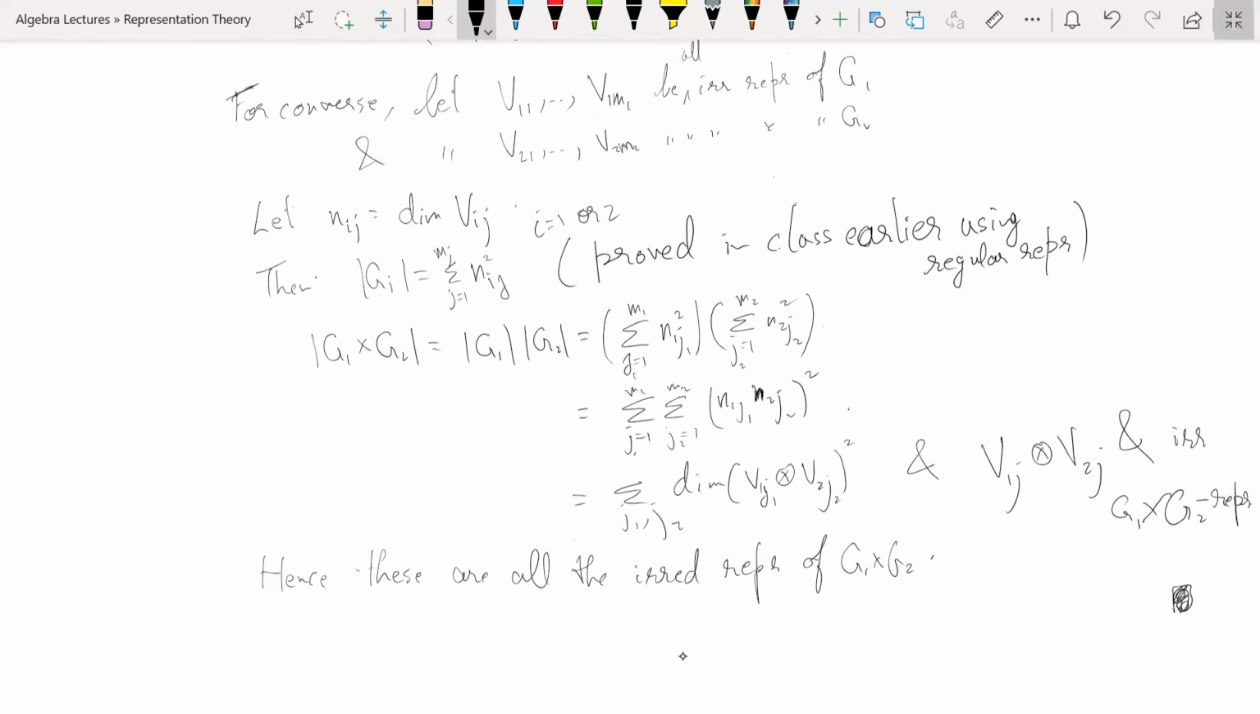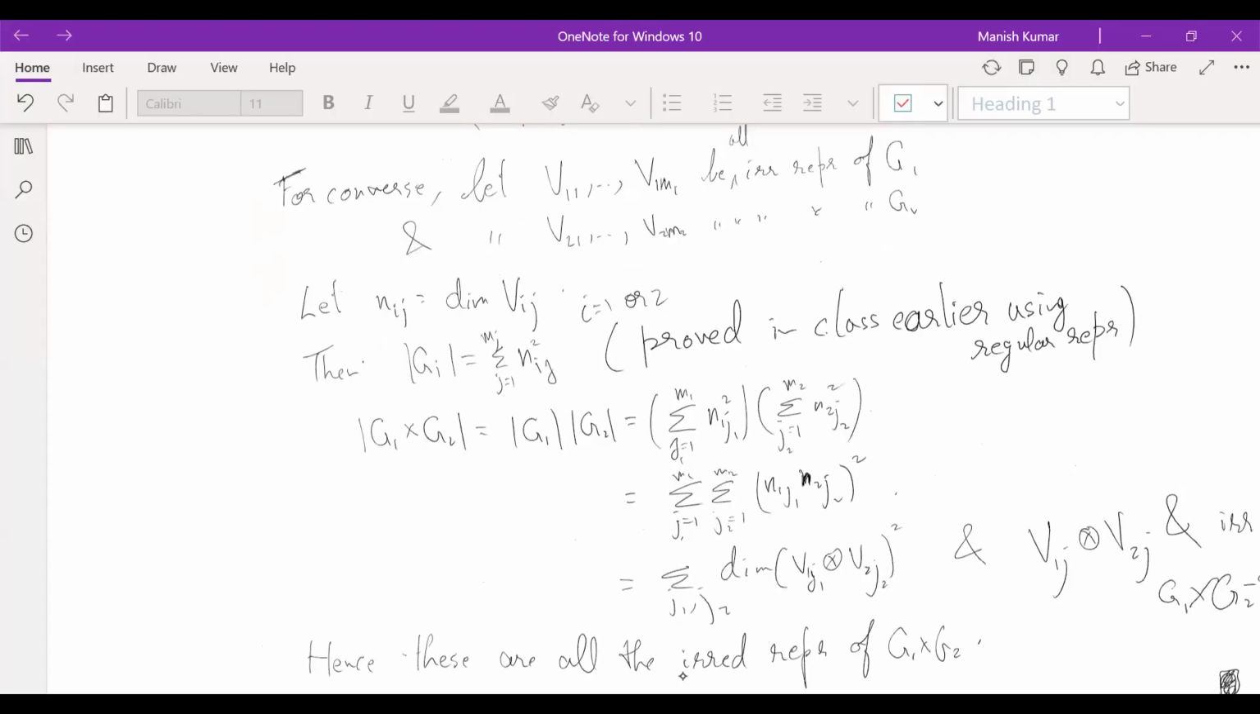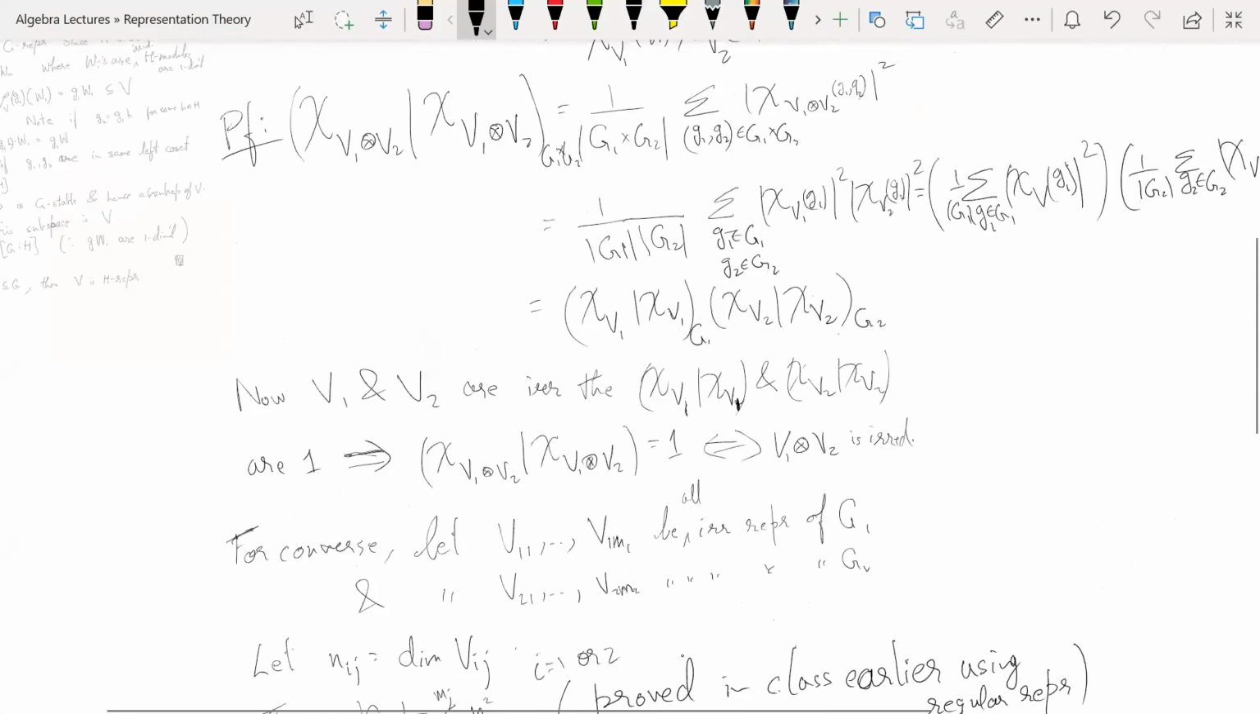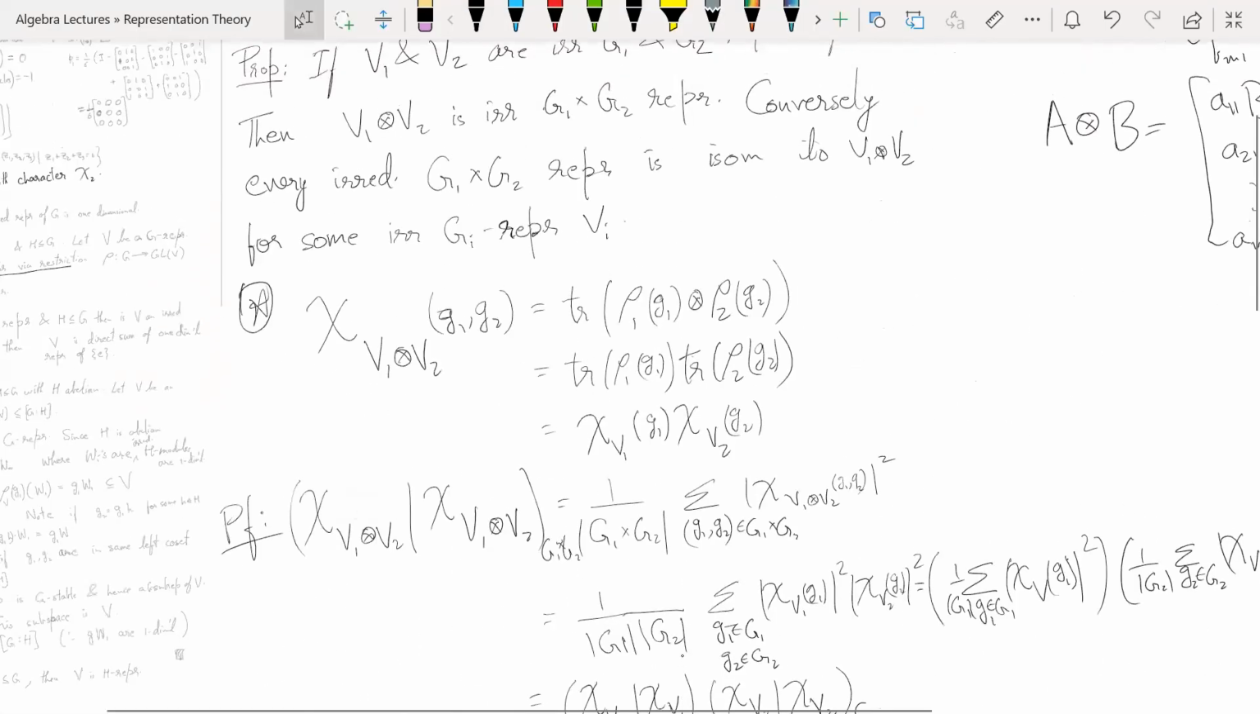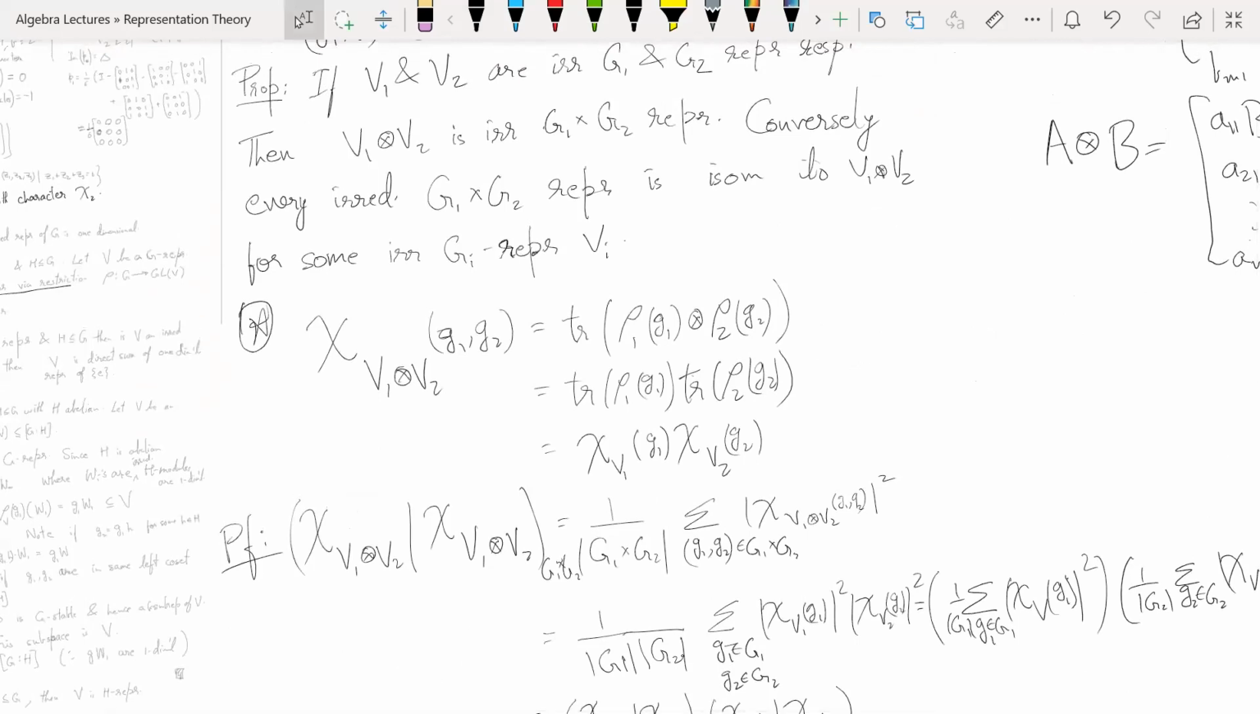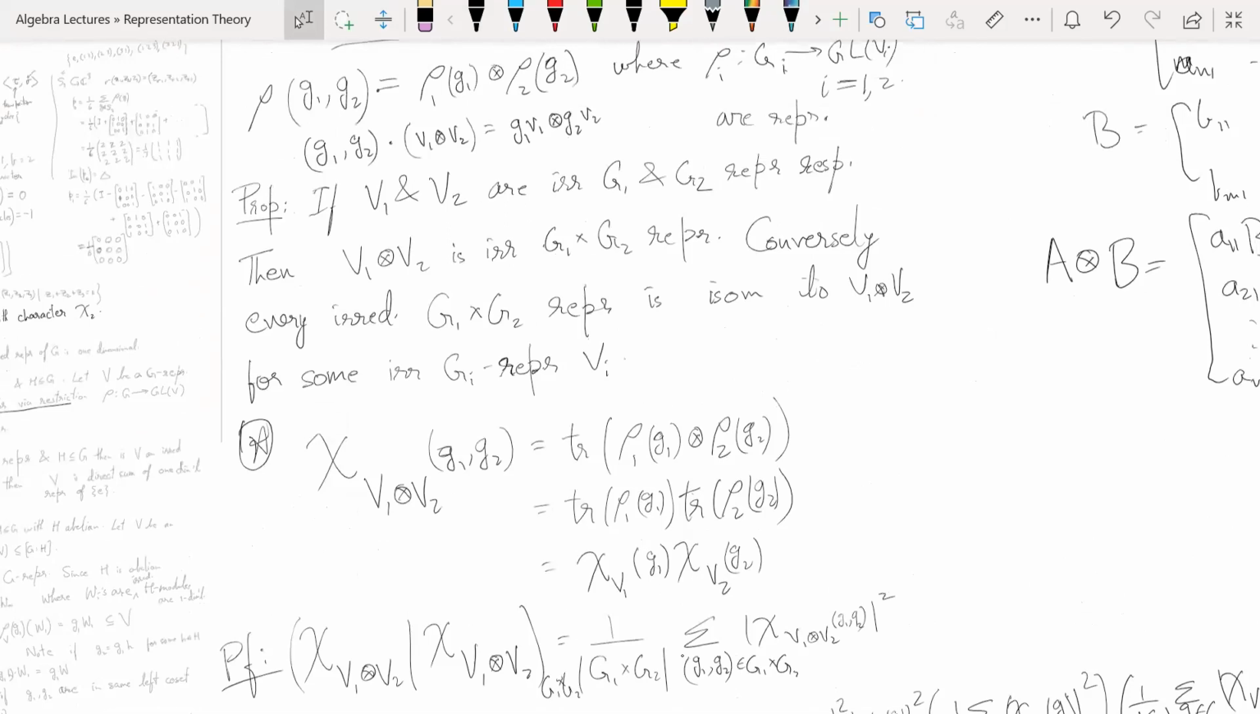Any questions? So this completes the discussion that every irreducible representation of G1 cross G2 is of the form V1 tensor V2 with V1 irreducible and V2 irreducible.